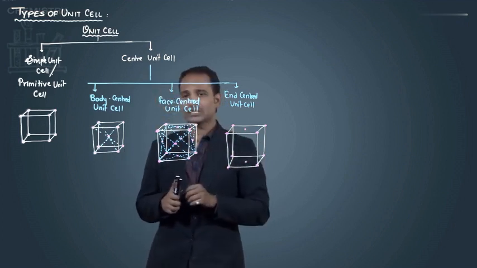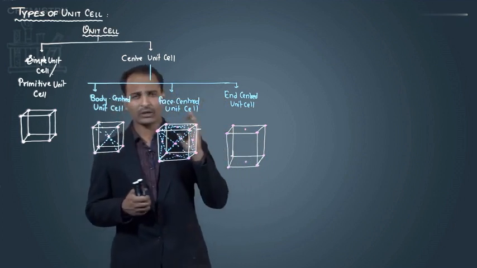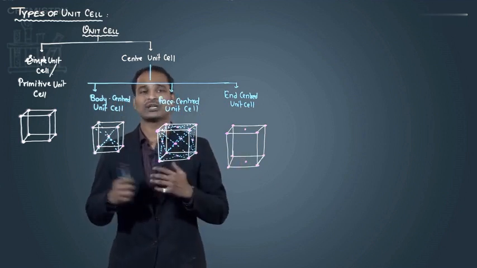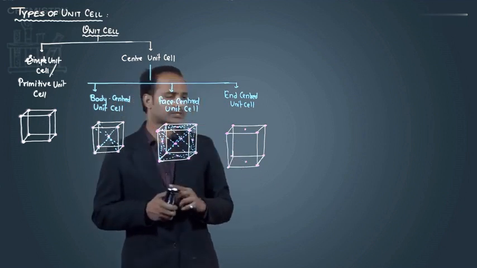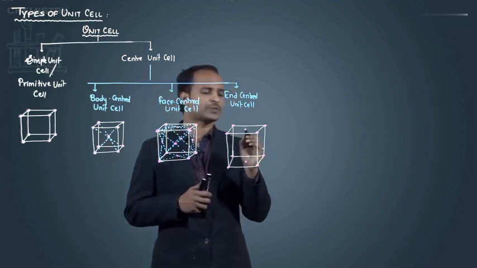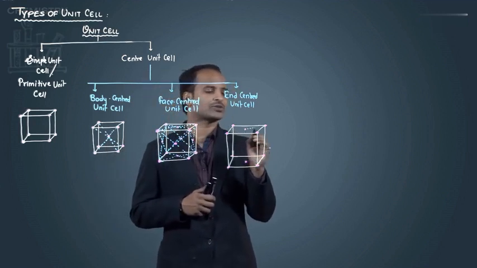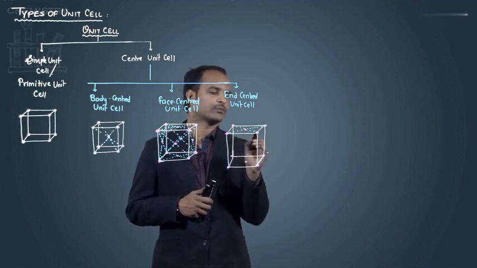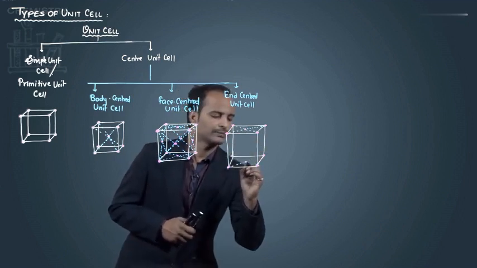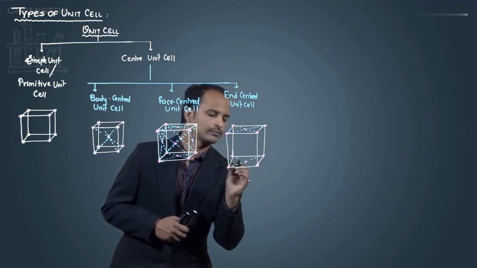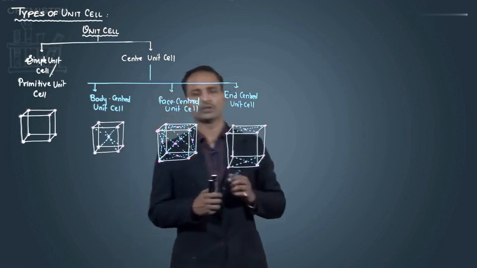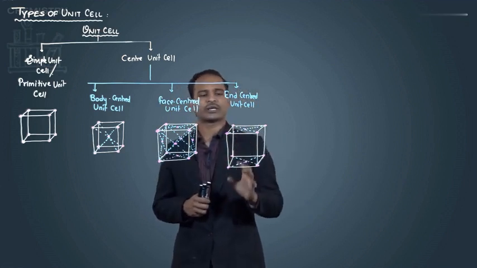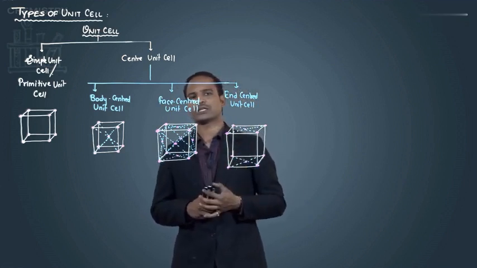In case of face center, the particles are present at the center of each face, but in case of end center, it is present only at any 2 opposite faces. But since again the particle is present at the center of the face, it will touch the particles present at the corners. The same thing here. So this is about the face end centered unit cell, where the particles are present on the corner as well as any 2 opposite faces.